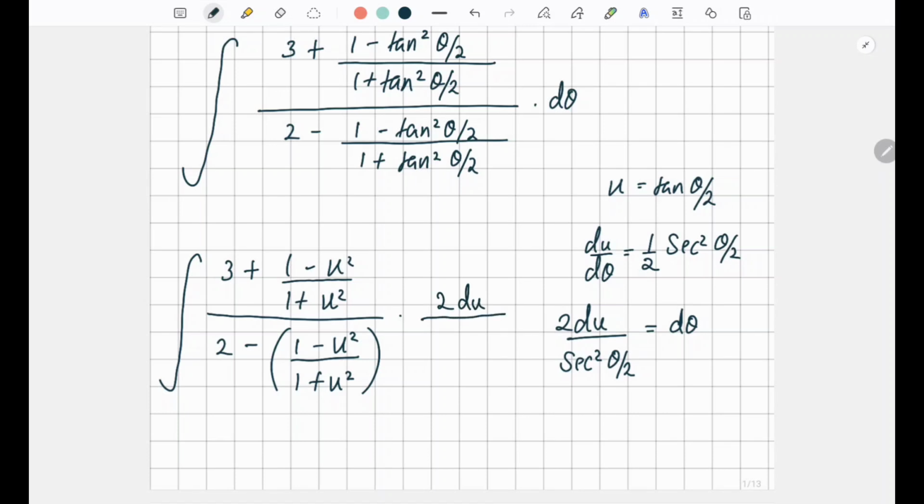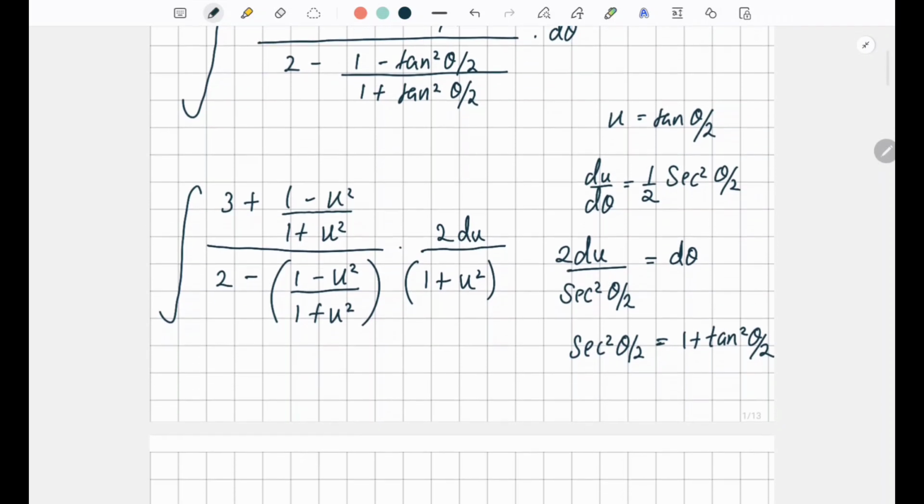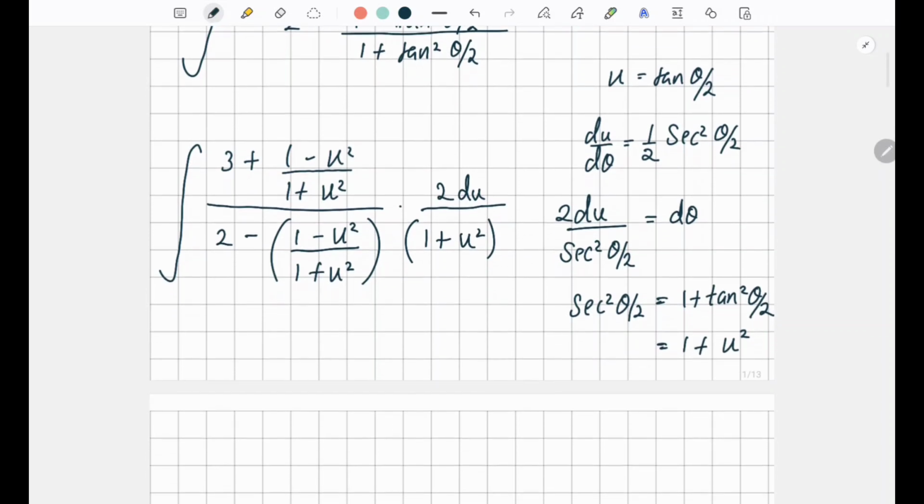Now what's sec squared theta over 2? That's going to be 1 plus u squared, right? Because you know sec squared theta over 2 equals 1 plus tan squared theta over 2. So therefore, now you know tan theta over 2 equals u. So all you have to do is 1 plus, instead of tan theta over 2, I'm going to write u, but there's a squared, right? So it's 1 plus u squared. And that's how you do it.